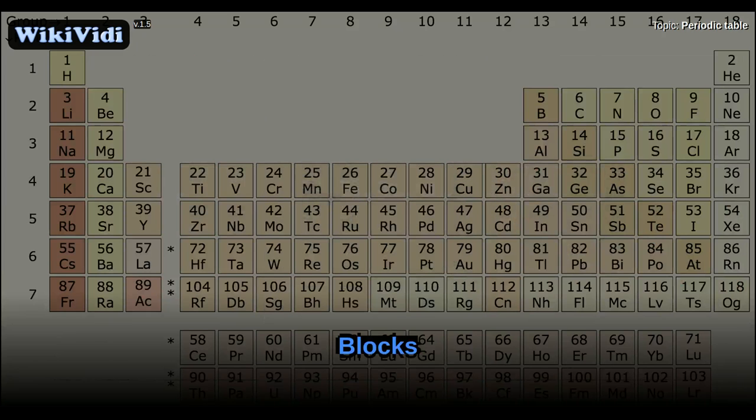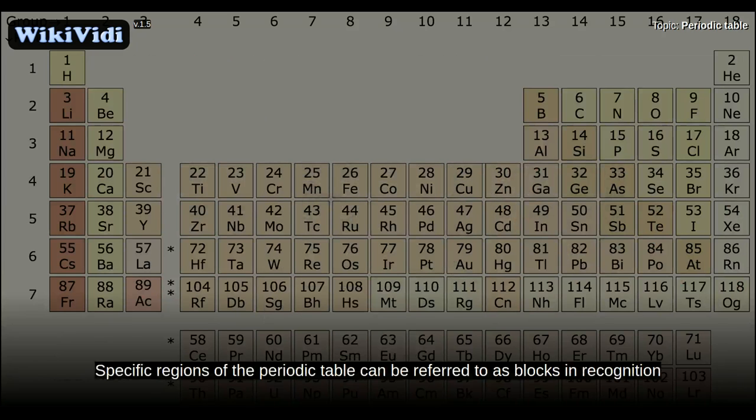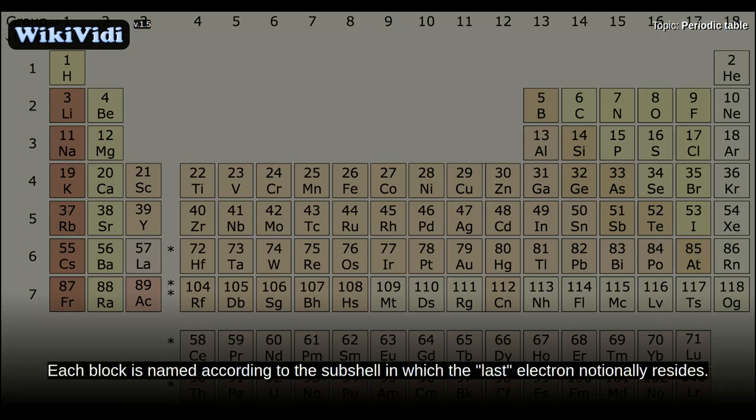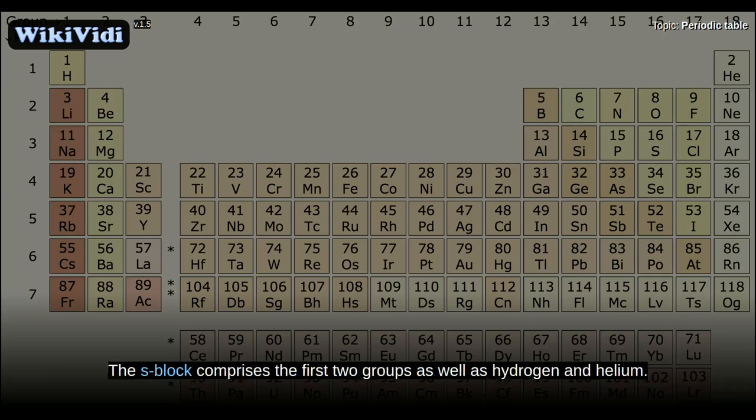Blocks. Specific regions of the periodic table can be referred to as blocks in recognition of the sequence in which the electron shells of the elements are filled. Each block is named according to the subshell in which the last electron notionally resides. The S block comprises the first two groups as well as hydrogen and helium.